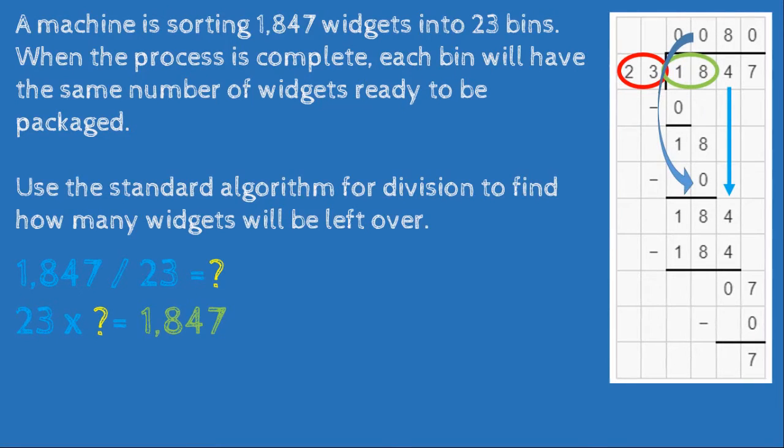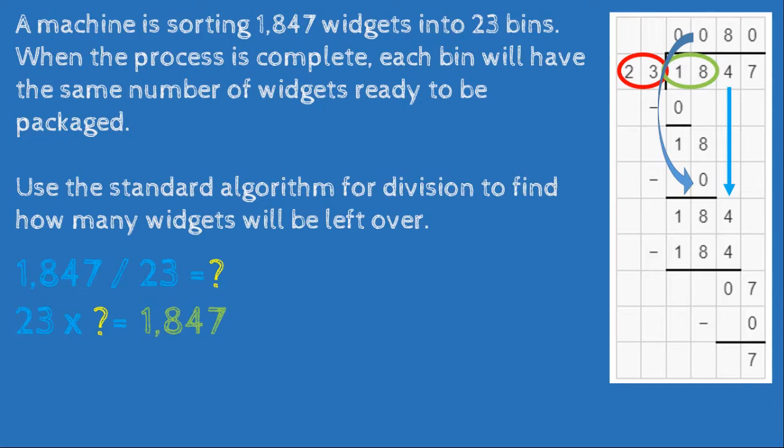We move on to 23 and 18. How many times can 23 fit into 18? Again, it's 0. 18 is smaller than 23. So 0 times 23 equals 0. Now we subtract 18 minus 0 is again 18. And then we move the number 4, which is next to the number 18. We bring it down. Now we have 184.